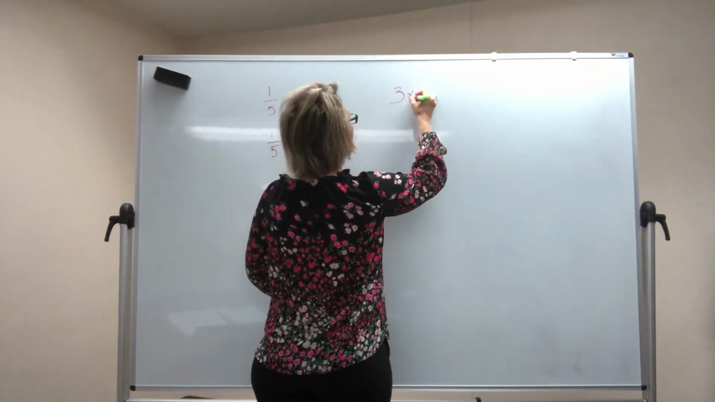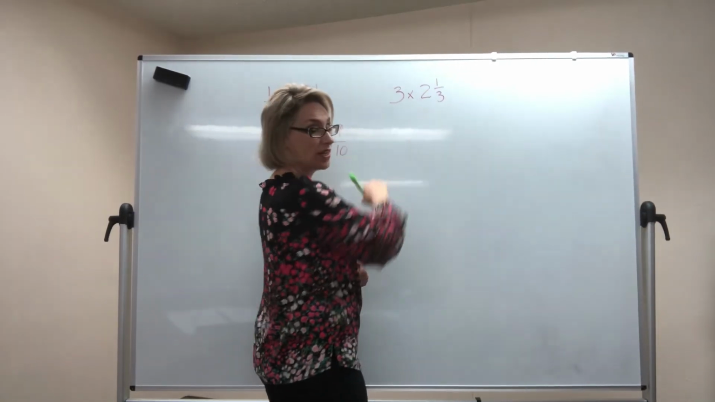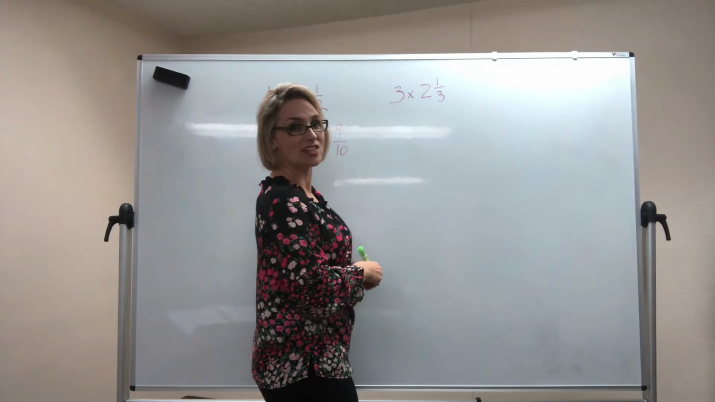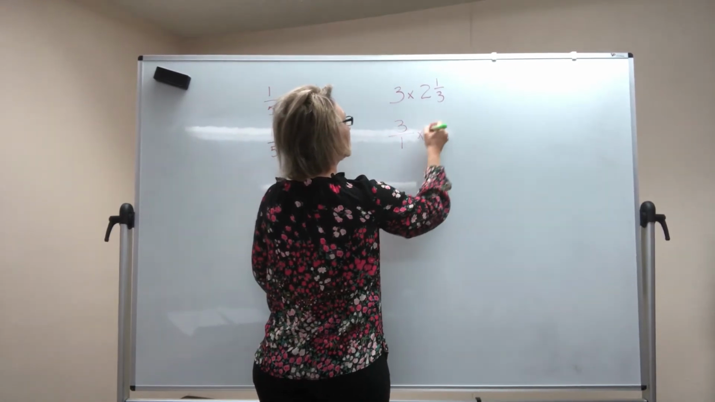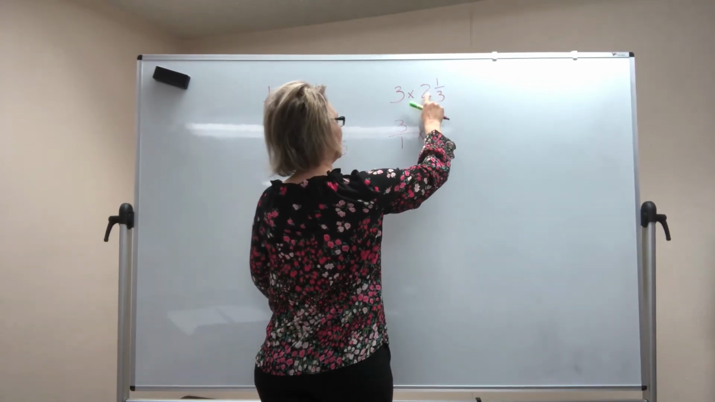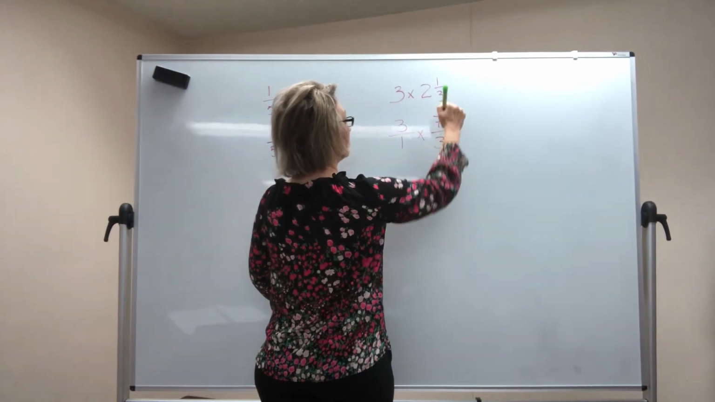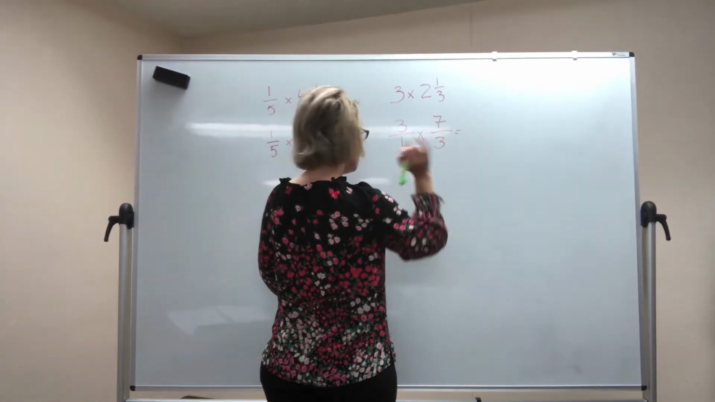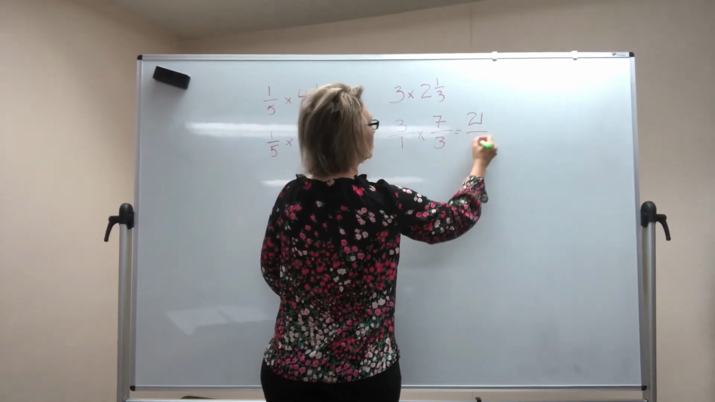Now, can we leave the 3 as a whole number? We got to do something to that as well. We've got to put it over 1. 3/1 times, okay, let's change this into an improper fraction. 3 times 2 is 6, plus 1 is 7, divided by 3, because we're talking about thirds here. Now we can multiply. 3 times 7 is 21. 1 times 3 is 3.